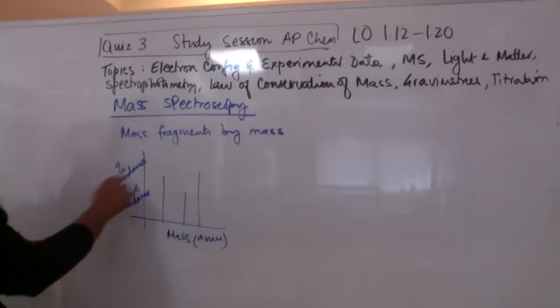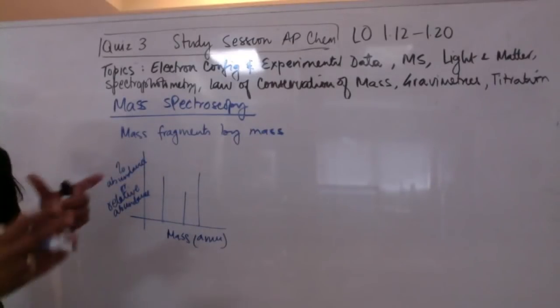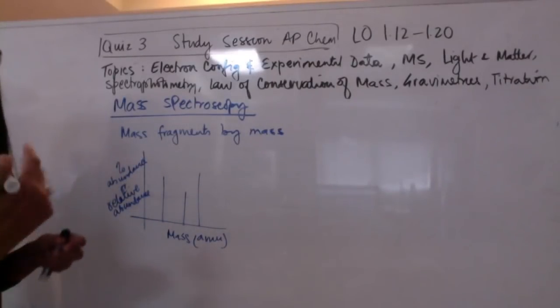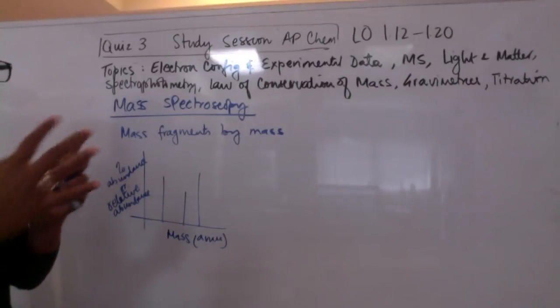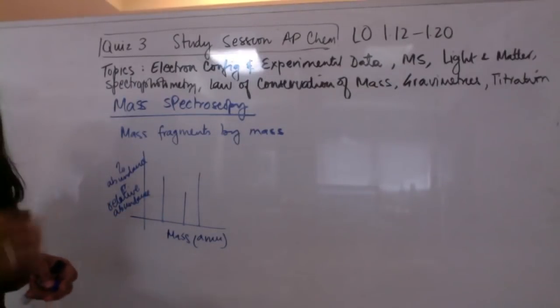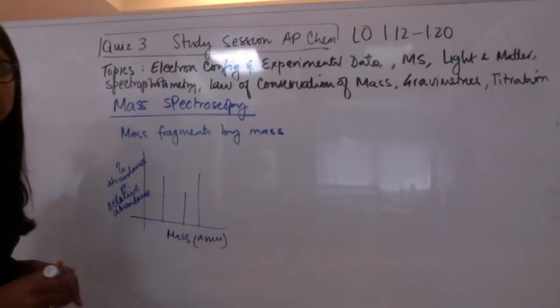Percent abundance means it's out of 100. Total abundance, if you add all of the isotopes, they exist as 100. Relative is with regards to each other, how much they are.